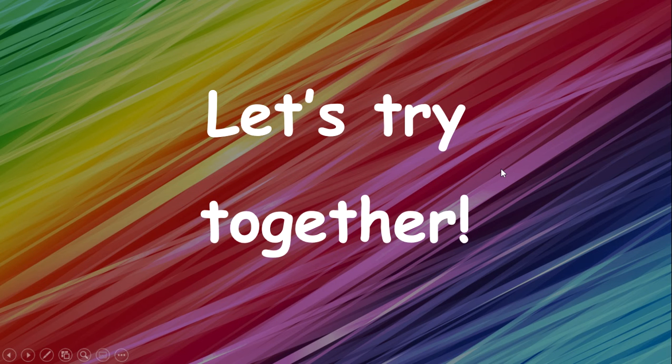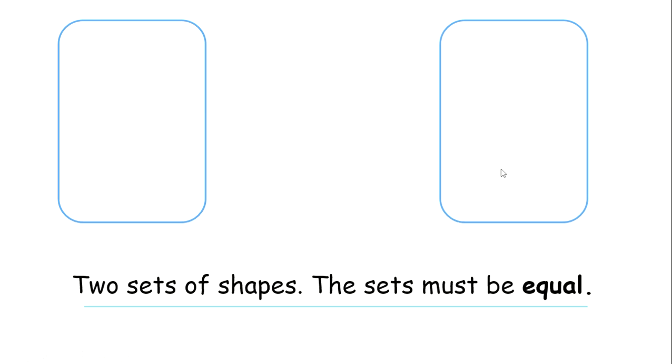Now let's try together. We're going to be drawing sets together. The instructions say we need 2 sets of shapes. The sets must be equal. So when you're drawing your sets, you can decide if you want to draw the objects first and then match them up, or you want to decide on a number first. For this one, I'm going to decide on a number. So I said I want to draw a set of 1. Your set can be as small as 1. So I'm going to draw a set of 1.